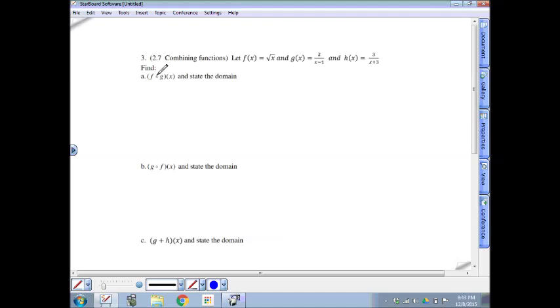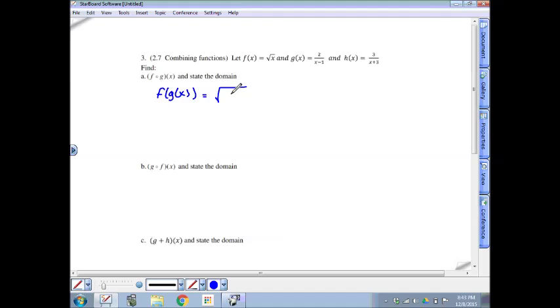Okay, question 3. You need to recognize this symbol as composition of two functions. In this case, g goes into the f function. So the f function is the square root of x.